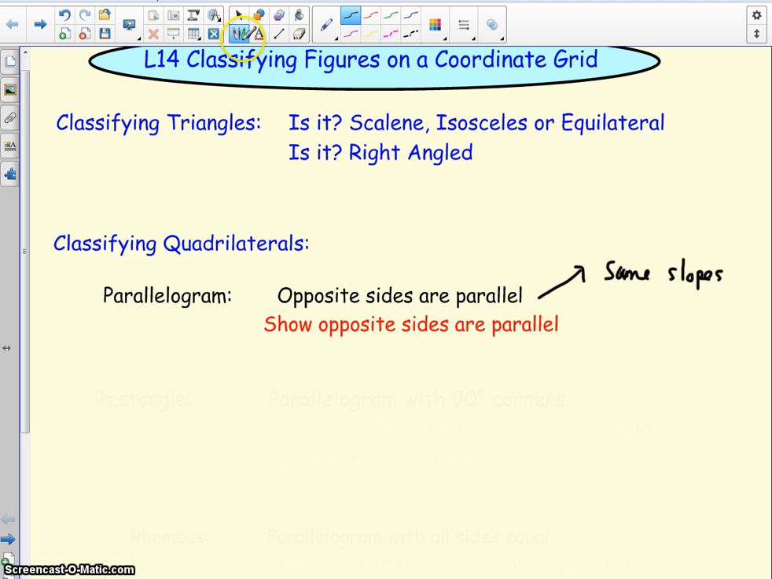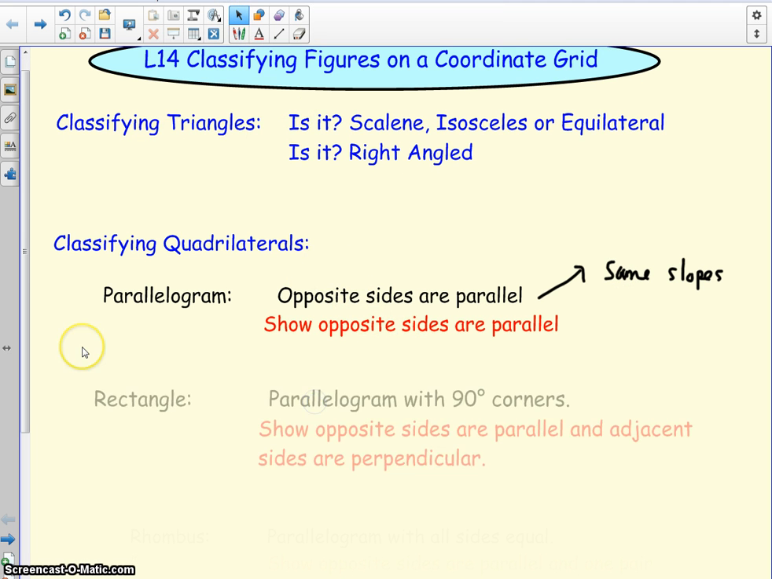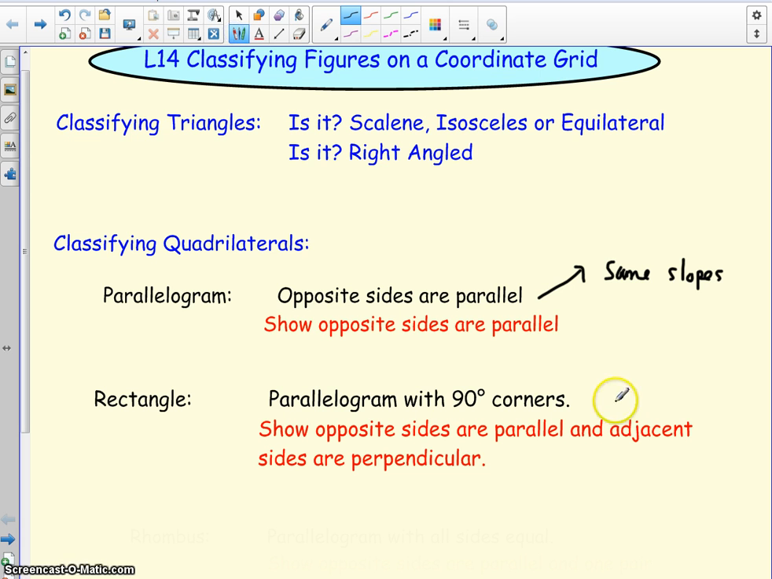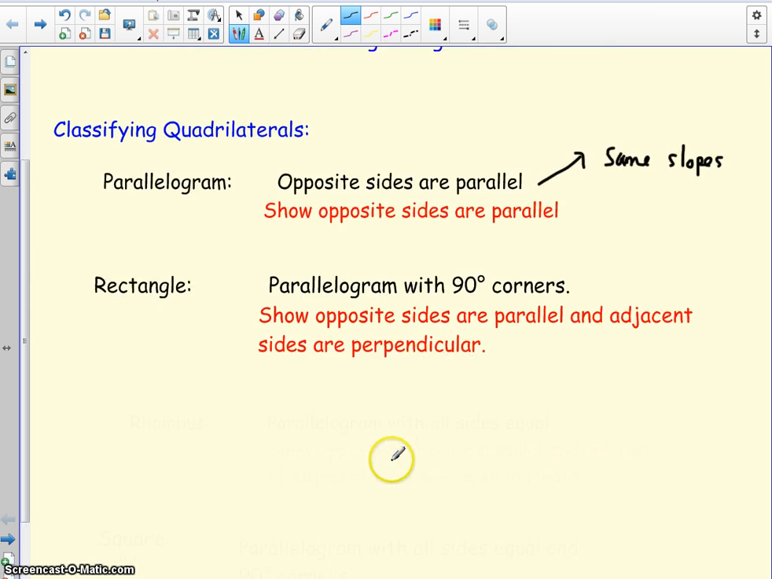Okay, so special types of parallelograms include a rectangle. So a rectangle is just a special parallelogram but happens to have 90-degree angles in it. So if you show it's parallel, we know it's a parallelogram. We can take it a step further and show that adjacent sides are perpendicular by seeing that slopes are negative reciprocals of each other. And if that's the case, well, then we know we have a rectangle.